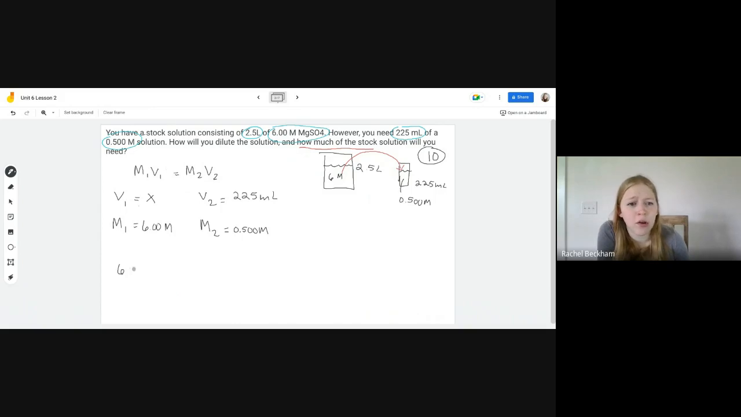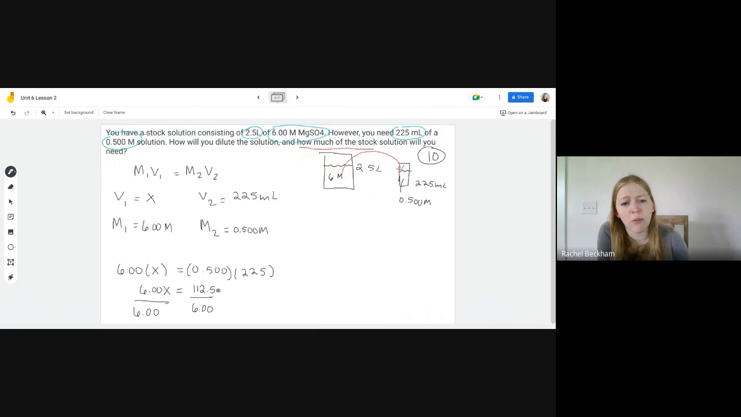So 6.00 times X is equal to 0.500 times 225. So let's go ahead and multiply out the right-hand side, 0.5 times 225. The way that you solve for this at this point is up to you. There's a lot of different ways to do it. So 6.00x. We need to get x by itself, so we need to divide both sides by 6.00 because right now it's being multiplied by it. So divide both sides by 6.00.